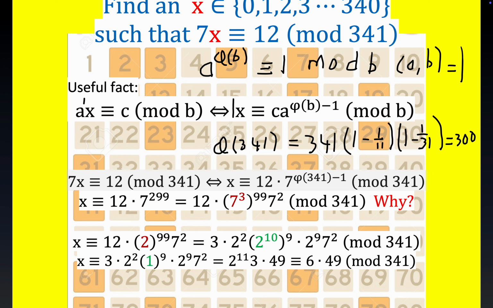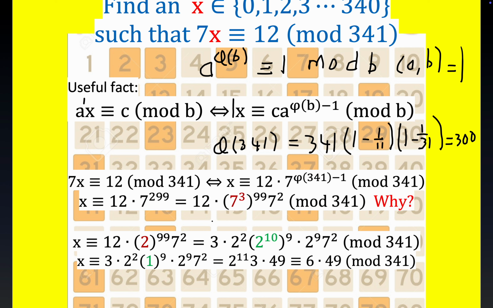Okay. Now, notice you have to subtract 1 based on this result right here. You have to subtract 1. And so you get this statement right here. It's 12 times 7 raised to the 299th power. Now, that looks very, very oppressive, but it turns out there's a super, super useful result.